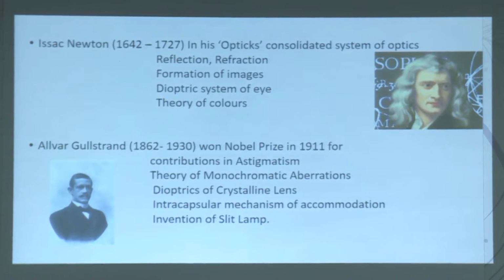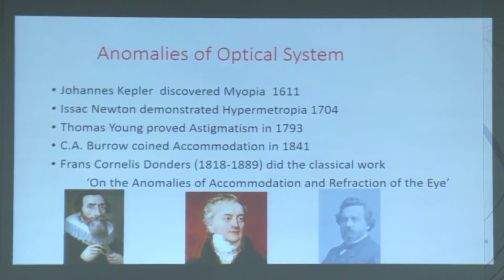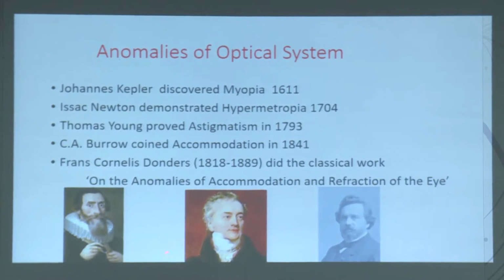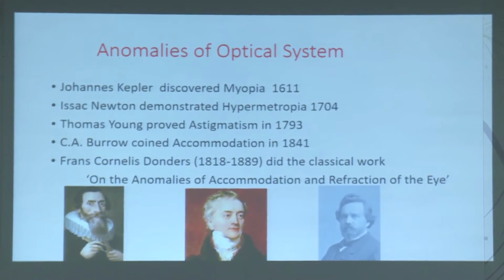Anomalies of the optic system. Johannes Kepler discovered myopia in 1611. Isaac Newton demonstrated hypermetropia in 1704. Thomas Young proved astigmatism. C.A. Baruch coined accommodation in 1841. Franz Cornelius Donders did the classical work on the anomalies of accommodation and refraction of the eye.